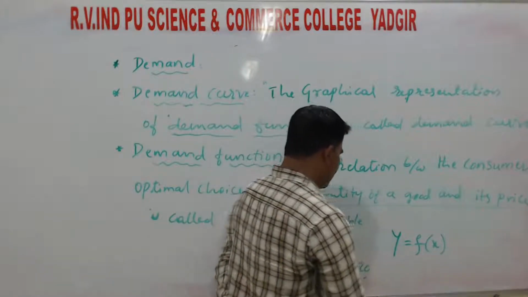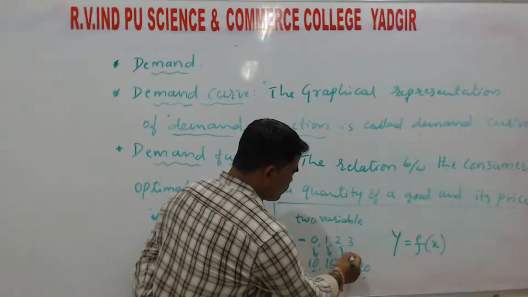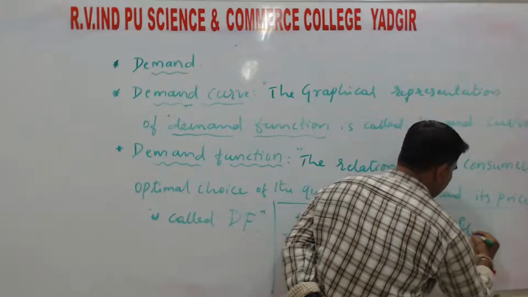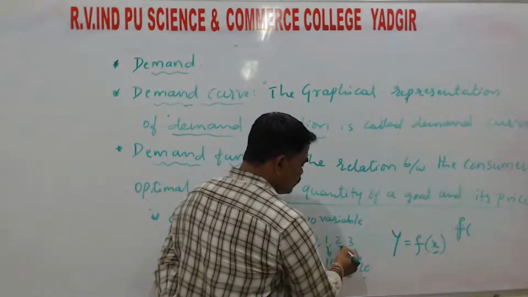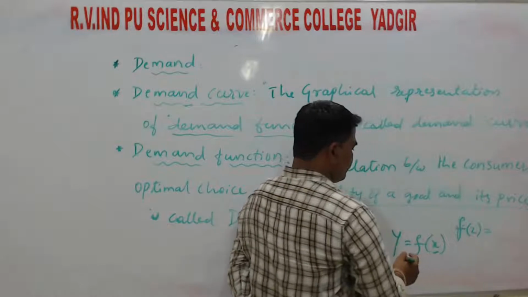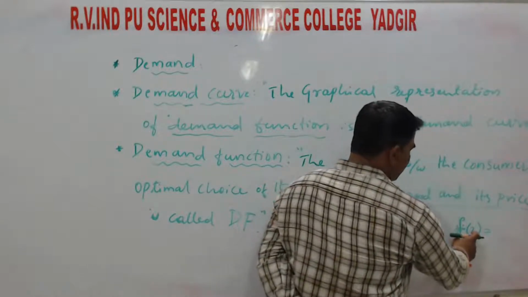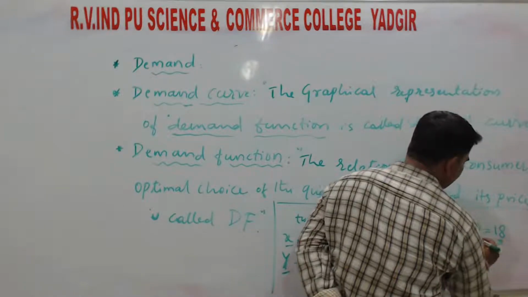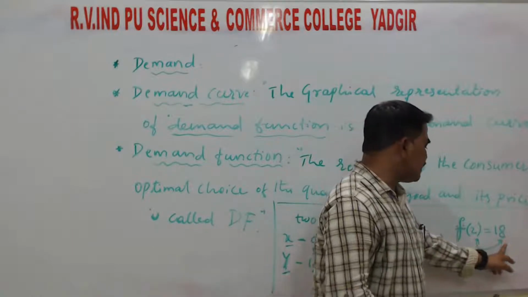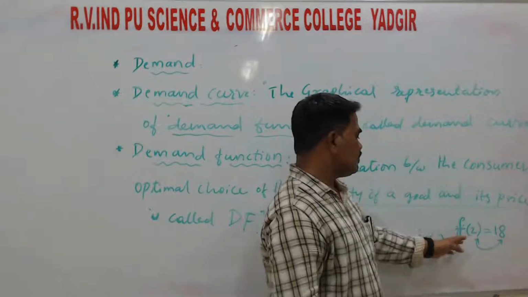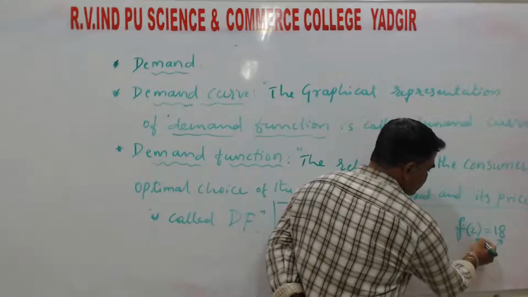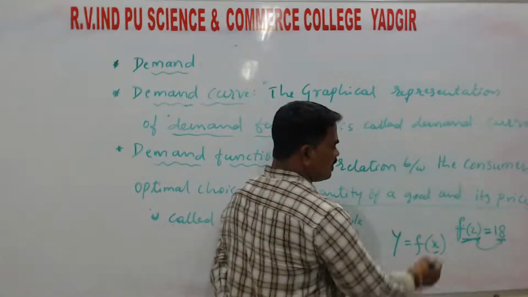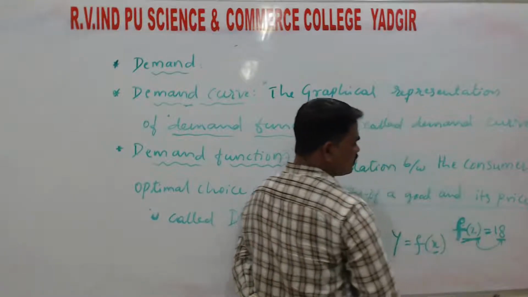What do you mean by that? For example, if you take the x variable value 2, the function of x is equal to y. So when the x value is 2, we get the y value as 18. This relationship between the x variable and the y variable, when we represent it as a function, we call it a demand function. It means that if x is 2, then y is 18. There is a relationship between x and y that we are mentioning this way: function of x is equal to y.